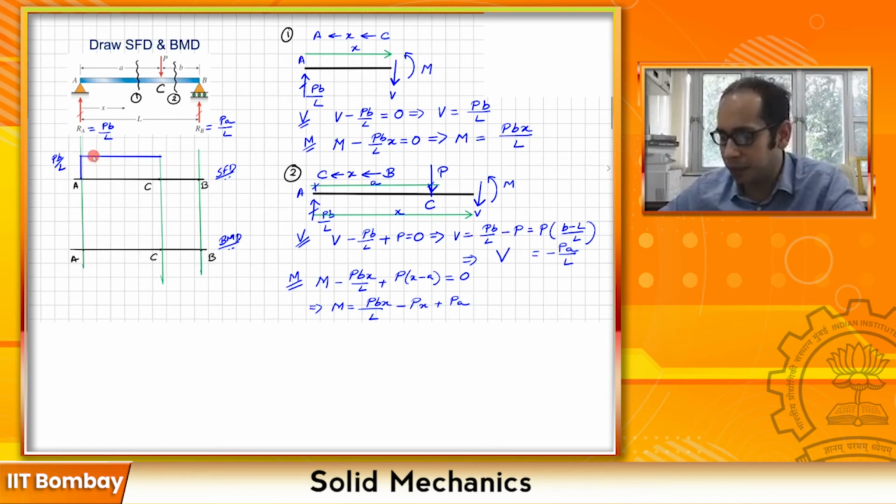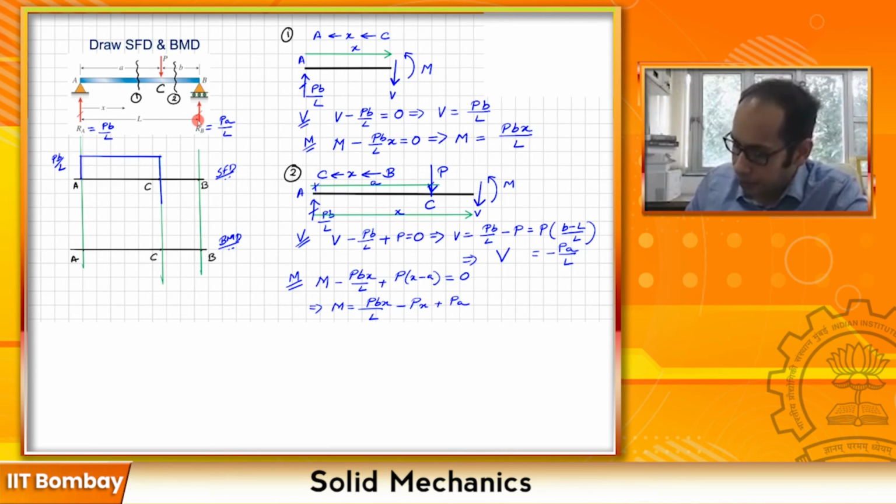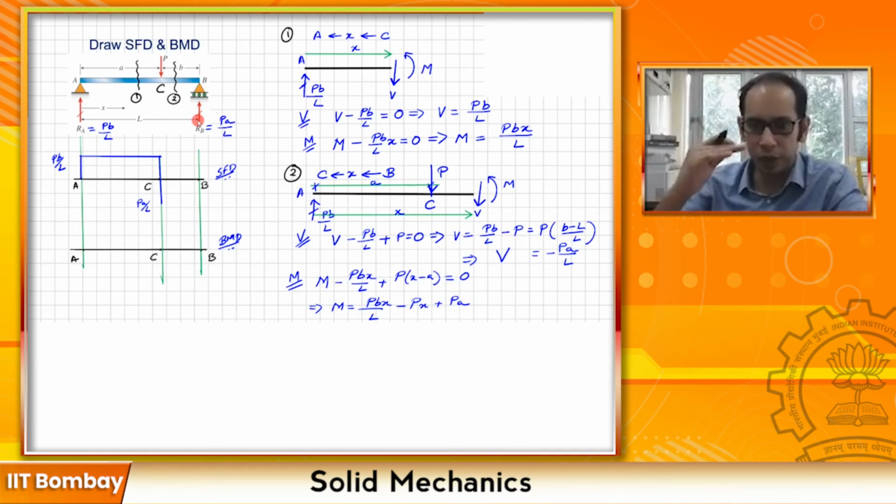So that means that you are going on a constant line Pb by L, right? And all of a sudden, just after you have crossed this point C where this load is acting, you are dropping to minus Pa by L. So let's go ahead and mark that drop as well. So we are essentially having a drop, right? So this is Pa by L. I'm not writing the negative sign because I'm drawing in the lower half plane, which is negative to begin with.